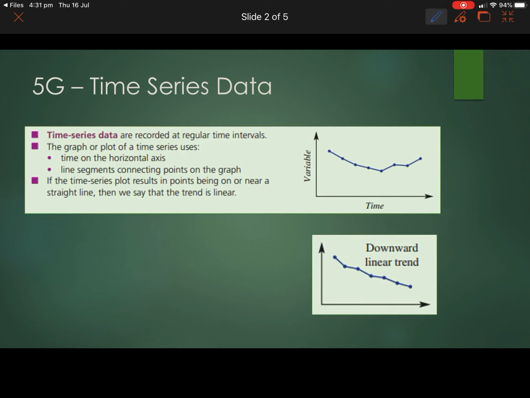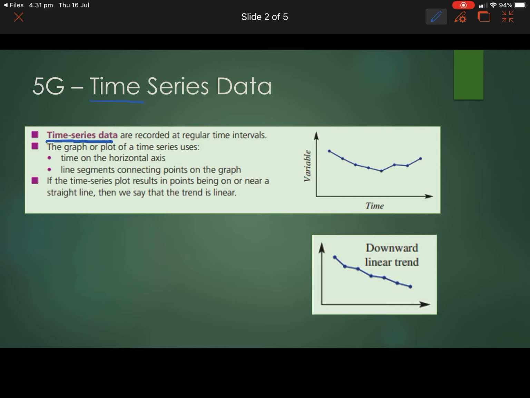Okay, so today we're looking at chapter 5G, time series data. Still following on from all the statistics work we've been doing, but today's chapter is more about time. It's in the title. Quite often we do data in relation to time. Time series data is recorded at regular time intervals. It's looking at things happening over a period of time, whether that's over a year, several years, or months. It doesn't really matter. It's just all about time.